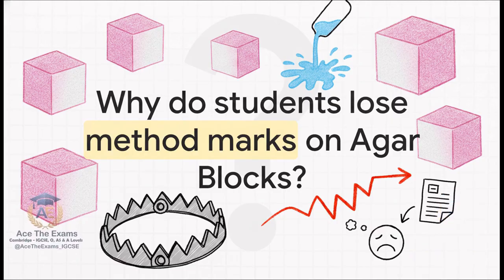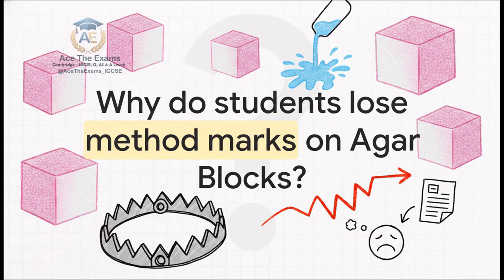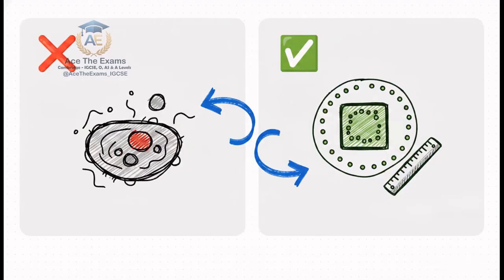Picture this. You sit down in the exam, you see that familiar setup with agar blocks, phenolphthalein, and some acid, and you immediately just start scribbling down generic facts about surface area. But stop right there. You are falling into a massive trap. And this brilliantly illustrates exactly what I mean.